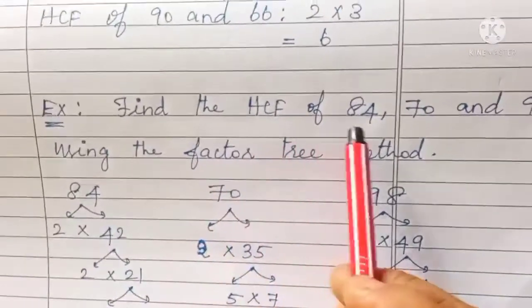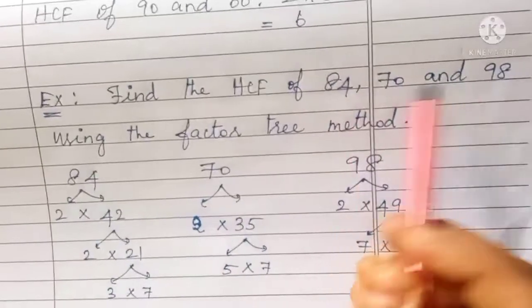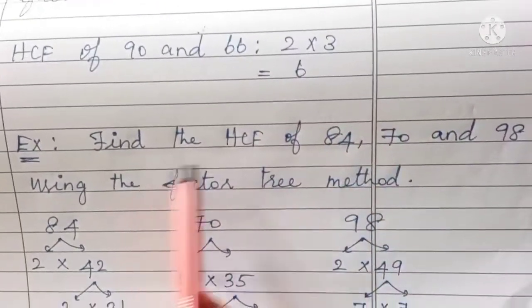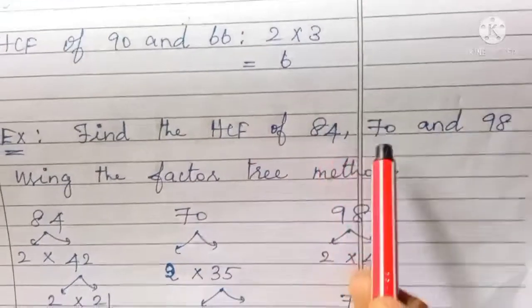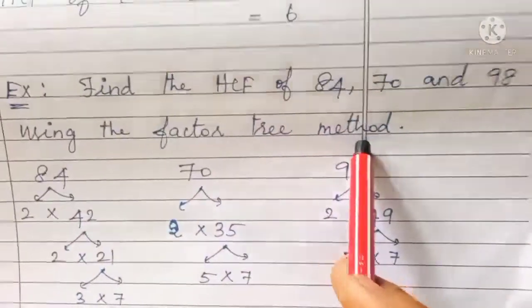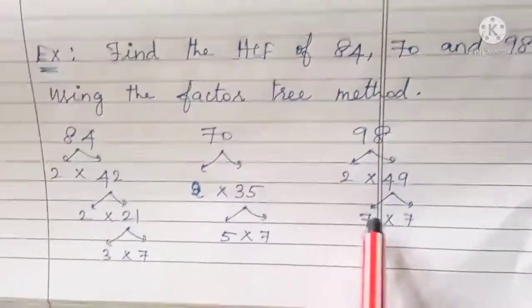Here we are going to take three numbers: 84, 70 and 98. Find the HCF of 84, 70 and 98 using the factor tree method. This is called a factor tree. Okay, so let us see how we are going to work it out.